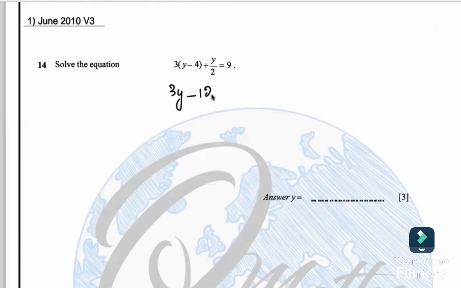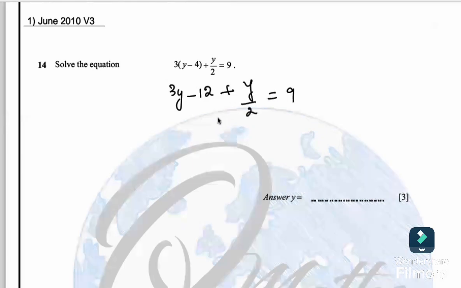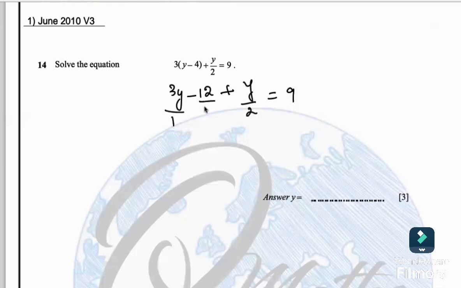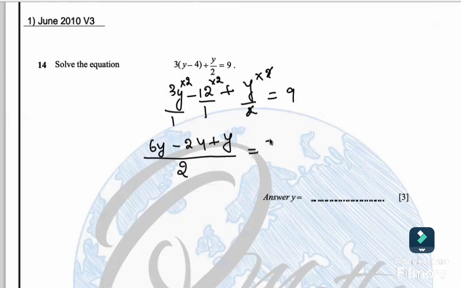3y minus 12 plus y by 2 is equal to 9. Okay, so if you look, this denominator is 1, and we have a denominator of 2. So for the whole LCM, we have to make it denominator 2. For that, we need to multiply all of them by 2. Anyway, we have 2 here, so this 2 and this 2 will get cancelled. So it will become 6y minus 24 plus y is equal to 9.